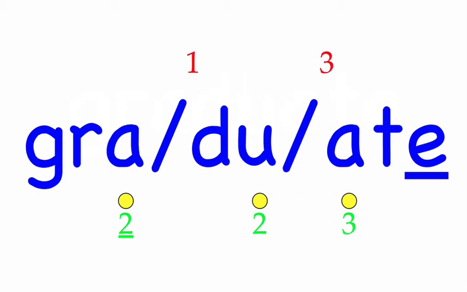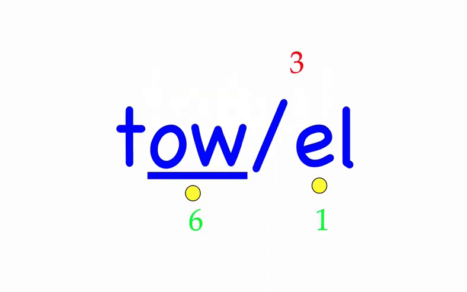Towel. My towel is wet. Towel. First syllable, tau, two sounds, t, ow. L, two sounds, e, l. Tau, l. Mark the word, tau, l. Towel.